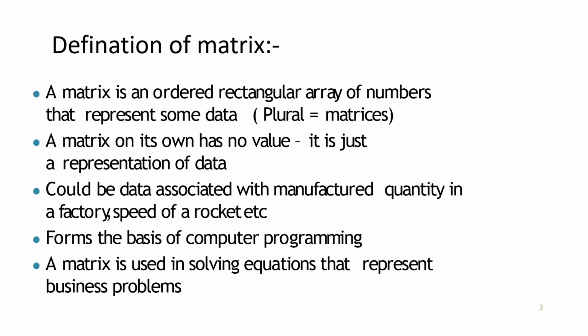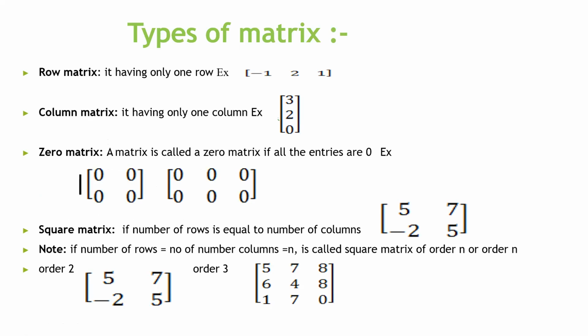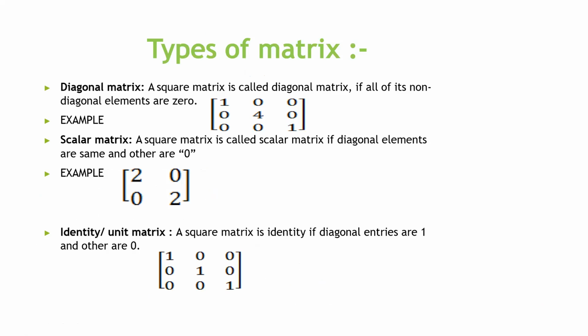In linear algebra we have vectors and matrices. A matrix has no value on its own, but it is a general representation of data, and it could be data associated with manufactured quantity in a factory, speed of a rocket, etc. It forms the basis of computer programming. A matrix is used in solving equations that represent business problems. We will see an example.